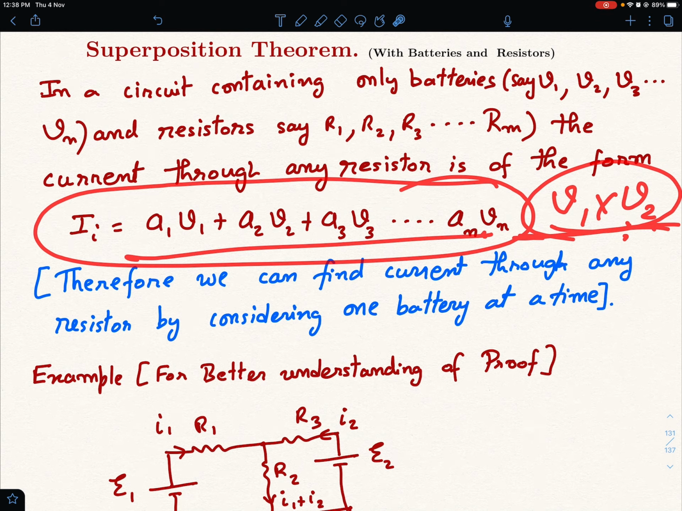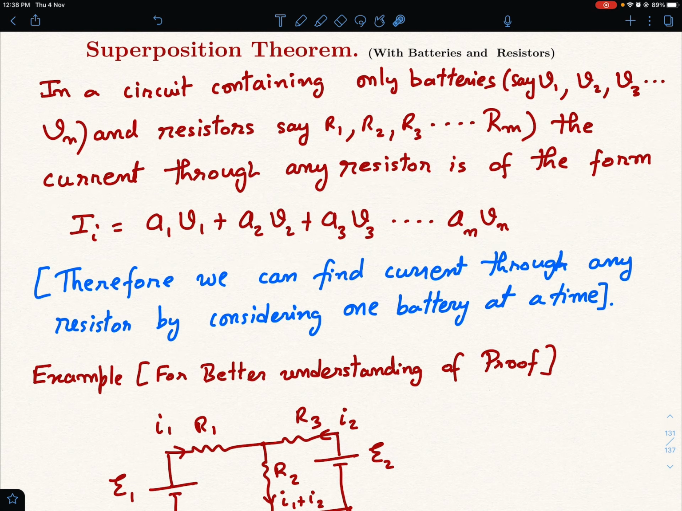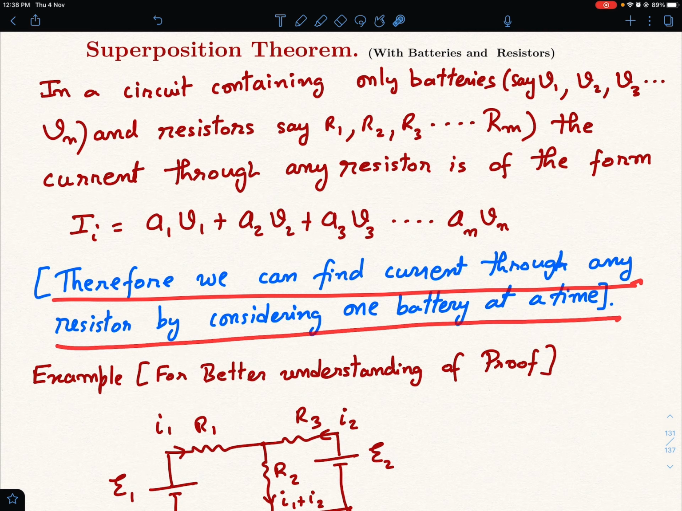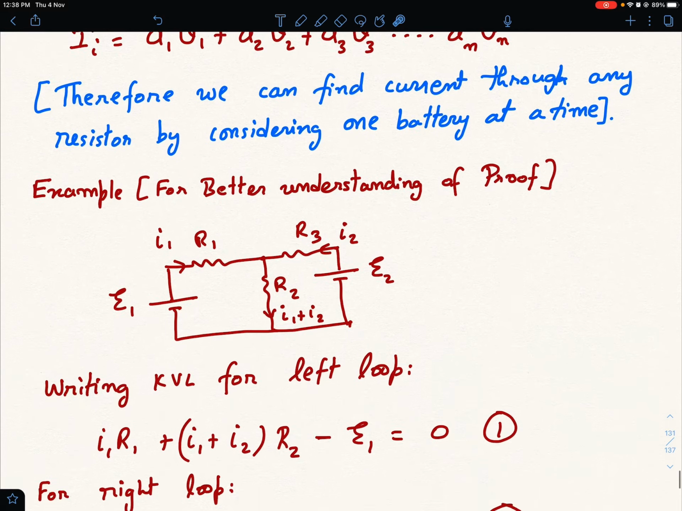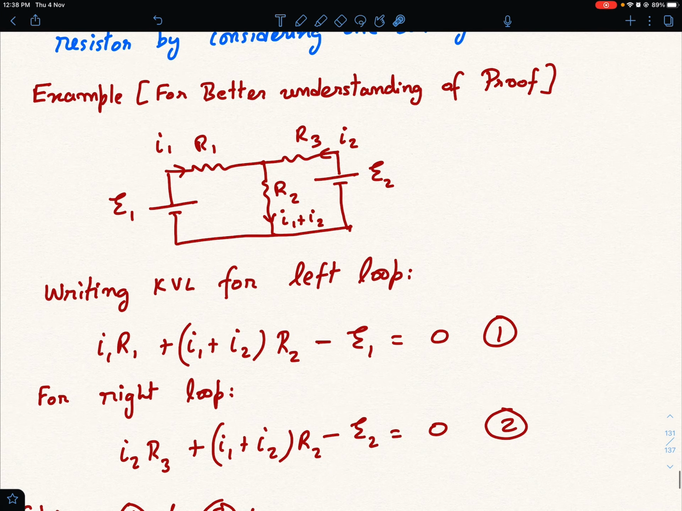Because if the solution is a linear combination of all the EMFs, then there is no term containing V1 into V2, so we can consider the role of one battery at a time. That's what I've written. Therefore we can find the current through any resistor by considering one battery at a time and considering all other batteries as short circuits.